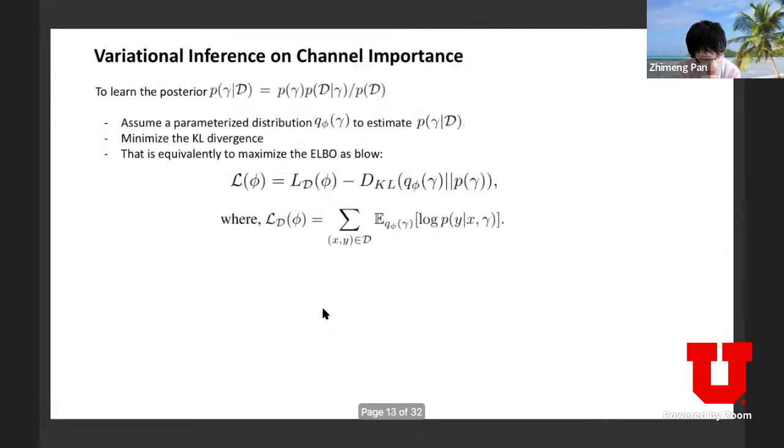So maybe I have missed some slides because there was a call. After they estimate the distribution, what do they do to do the training? If they have the posterior of gamma, then what do they do to the distribution?